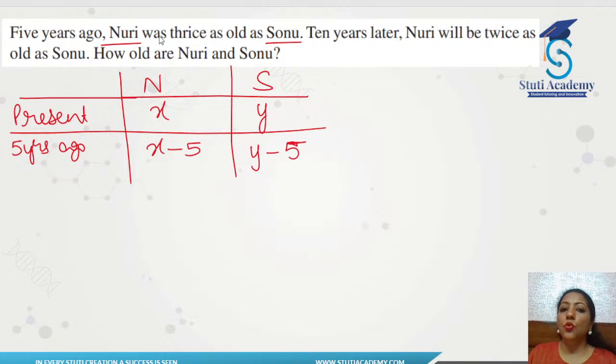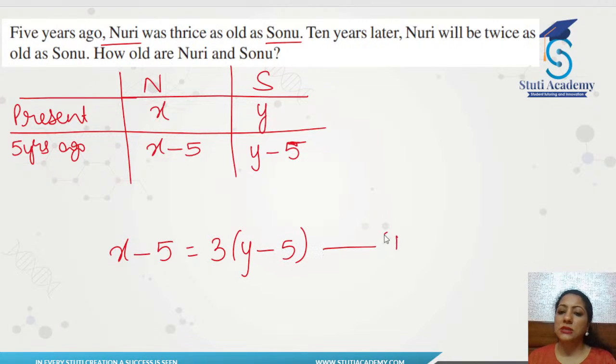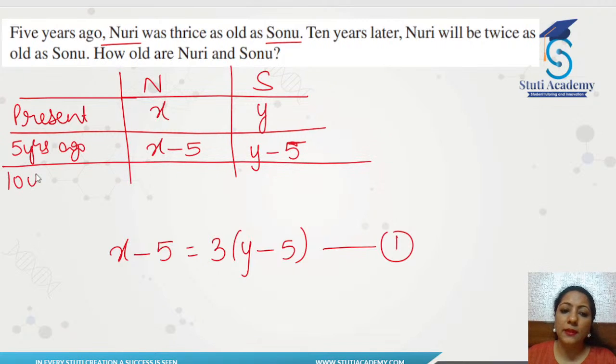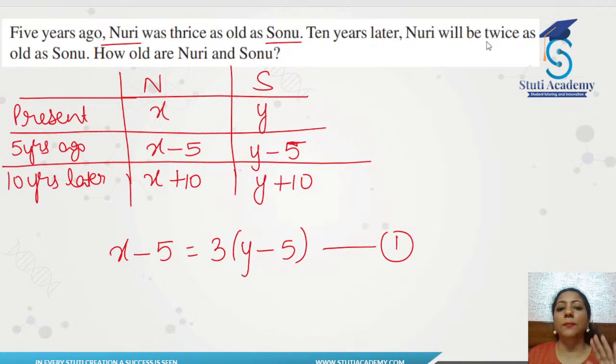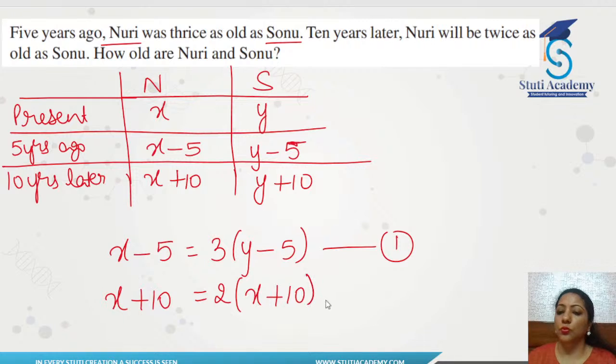Now 5 years ago, Noori was thrice as old as Sonu. So Noori's age is 3 times Sonu's age. That's the first equation which we have. And 10 years later, we add 10 to x. We will also add 10 to y. So we are talking about 10 years later, Noori will be twice as old as Sonu.